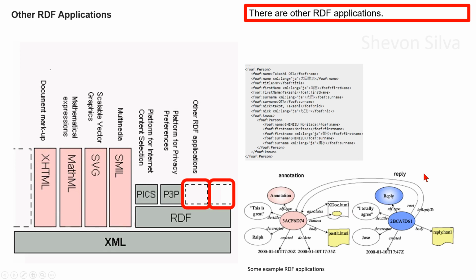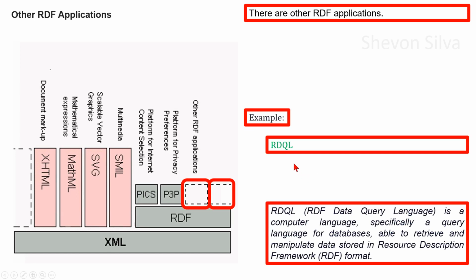As an example, we can consider RDQL. RDQL, or RDF Data Query Language, is a computer language, specifically a query language for databases, able to retrieve and manipulate data stored in Resource Description Framework format.